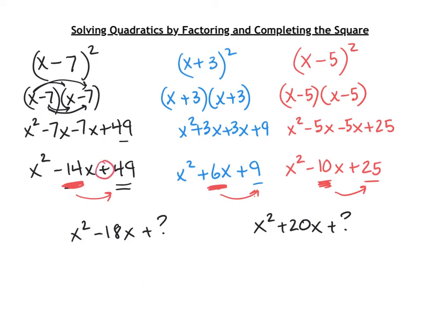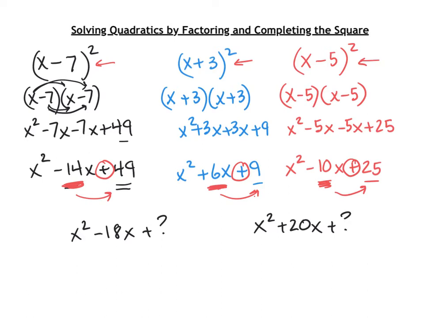First, notice that the last sign is always positive because it's either going to be two negatives or two positives. Like in the first one, it was x minus 7 times x minus 7. And the second one was x plus 3 times x plus 3. And on the last one, it was x minus 5 times x minus 5. It's either going to be two negatives or two positives if it's a square.